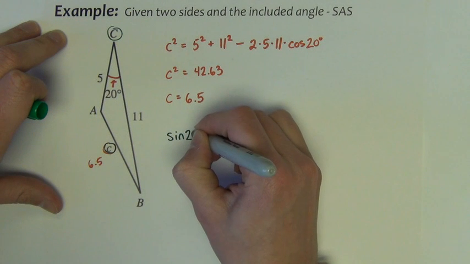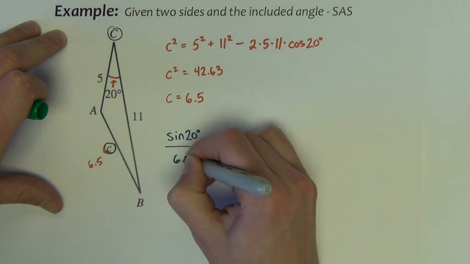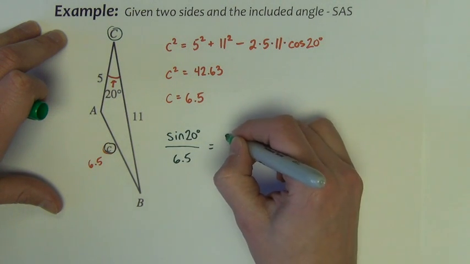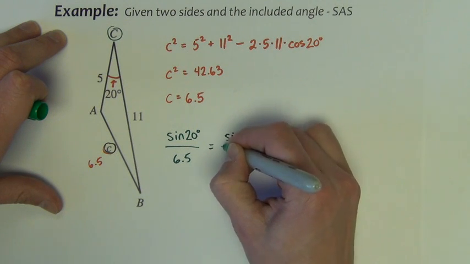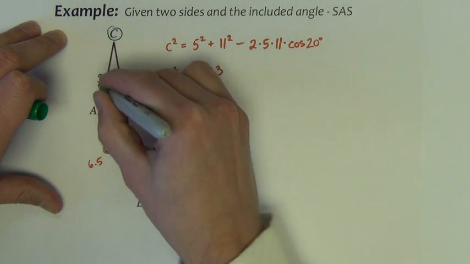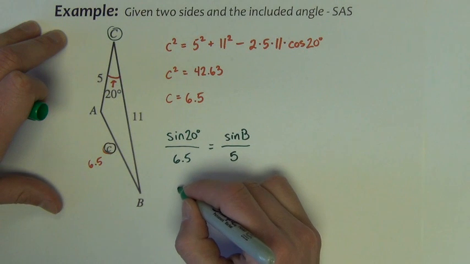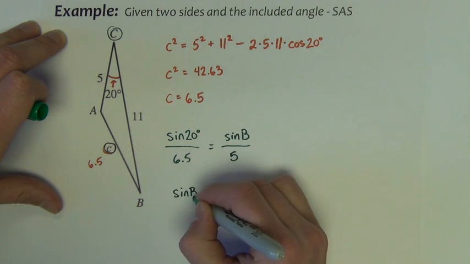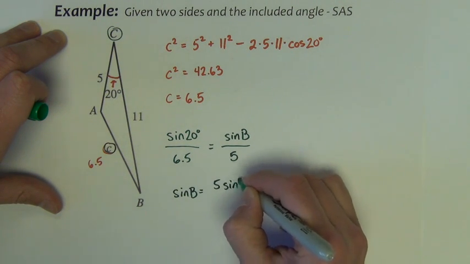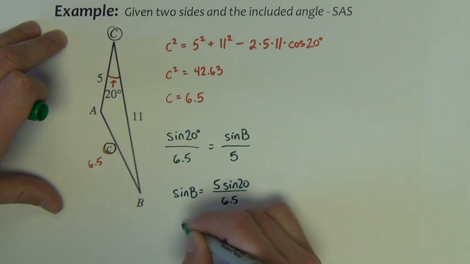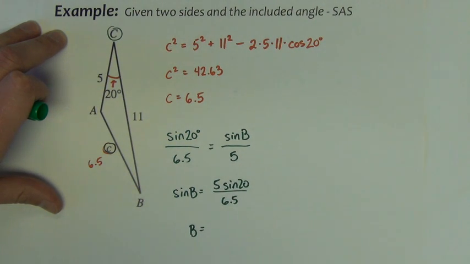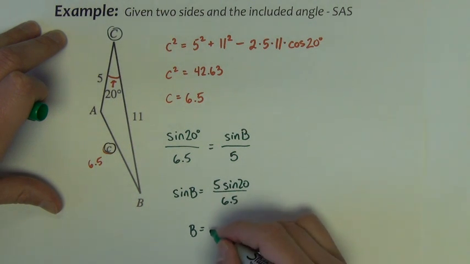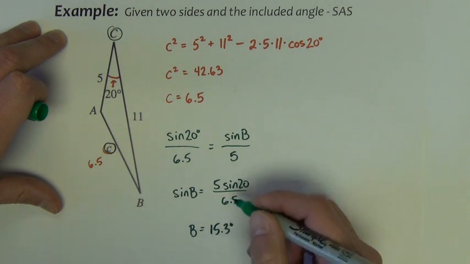Say sine of 20 degrees over 6.5 is equal to, I'm just going to go with angle B over the side across from angle B. So that's going to be sine angle B equals 5 sine 20 over 6.5. I'm going to do sine inverse of that. And angle B is 15.3 degrees.